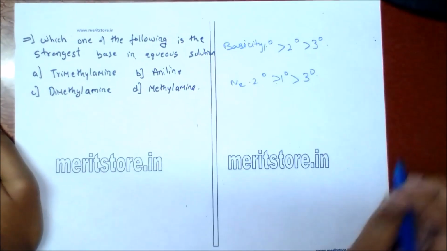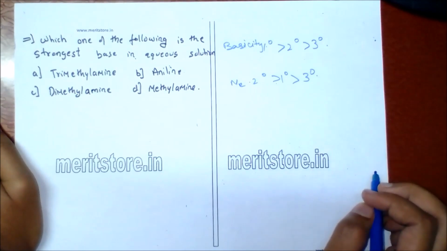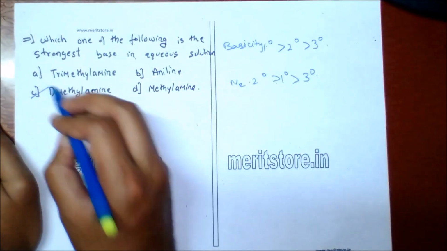In case of aniline, the lone pair of nitrogen is involved in resonance, so it is a weaker base than an aliphatic amine. So dimethylamine is the correct answer.